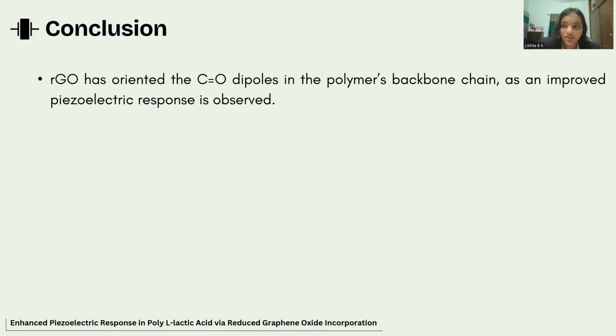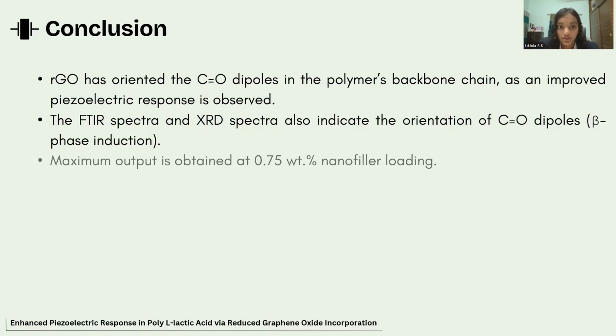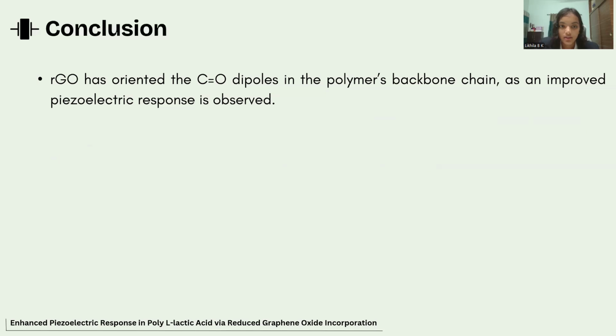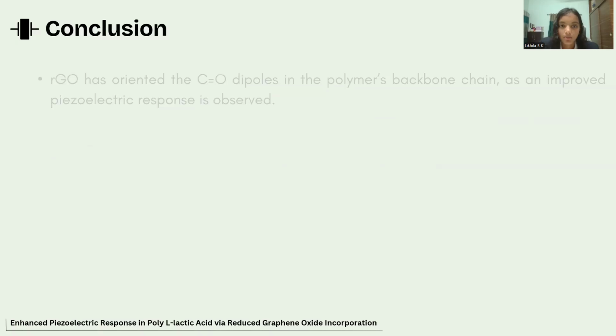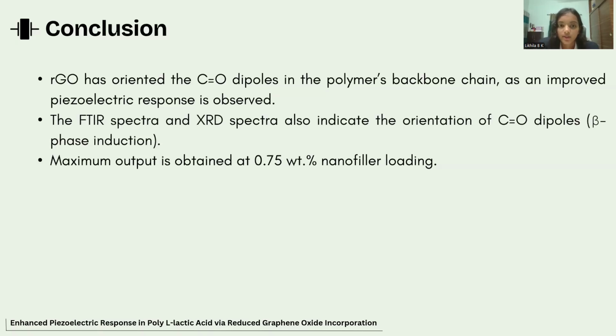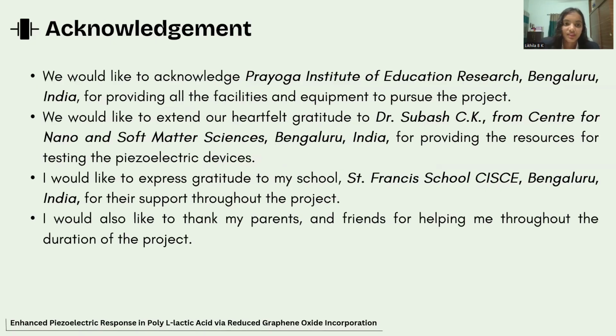So we can say that reduced graphene oxide has oriented the carbonyl dipoles in the polymer's backbone chain, which is confirmed by the FTIR and XRD spectra. And again, if we see here, there's no observable pattern. So the optimal concentration is 0.75 weight nanofiller loading, and hence addition of nanofiller RGO has improved piezoelectricity in PLLA.